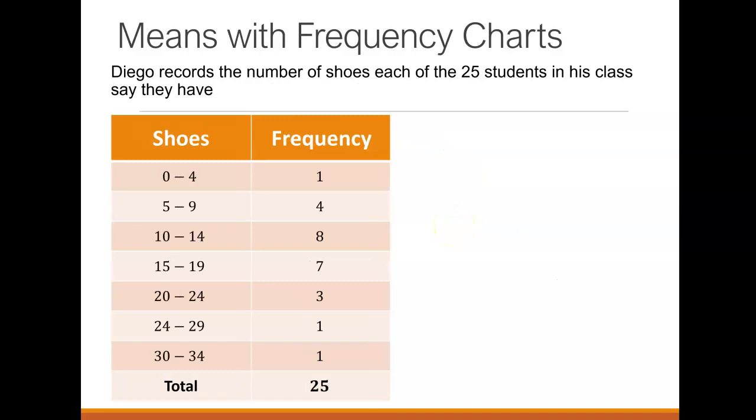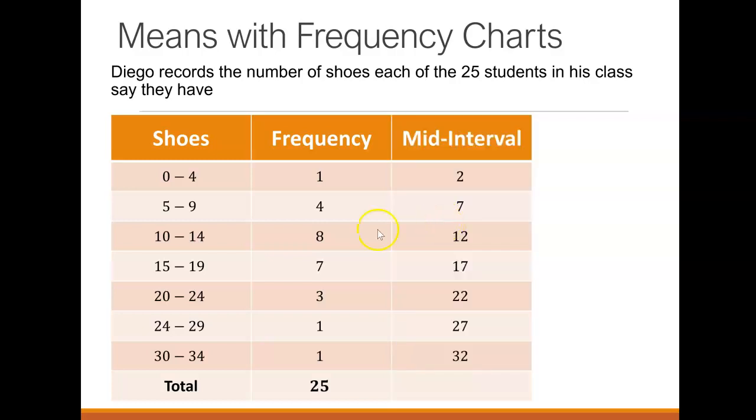What if we've done this? I have a frequency chart, but instead of having individual measurements, we have classes or a grouping of lots of measurements. What do I do here? Excellent. Yes, you have to use a mid-interval value. So I'll start by calculating the mid-interval value. So 0 plus 4 over 2 is 2, 5 plus 9 over 2 is 7.